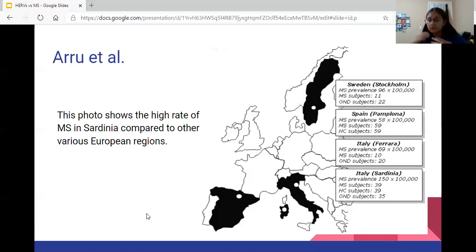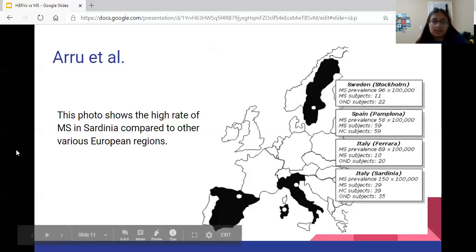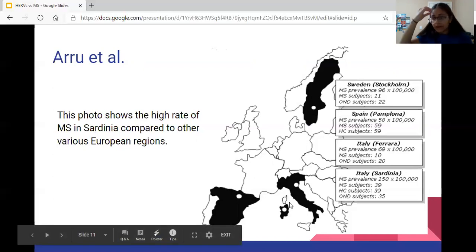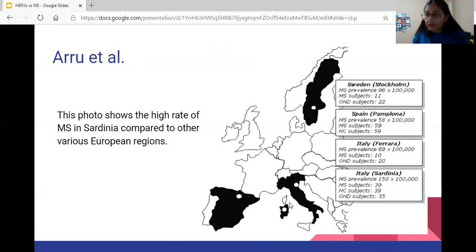As I was doing further studies, I realized that perhaps HERVs are not the only reason for MS. Again, I didn't go into that, but it was an interesting point to be brought up. In a study conducted by Aru et al., we see that there's a high rate of MS in Sardinia. That's colored black in this picture. It's a little island off the coast of Italy, and it has a high rate of MS compared to other European regions.